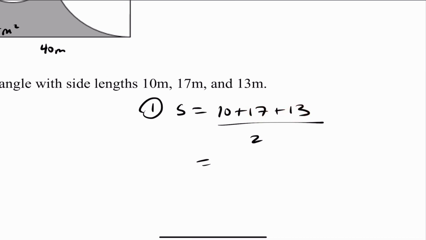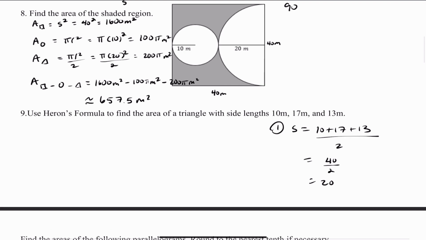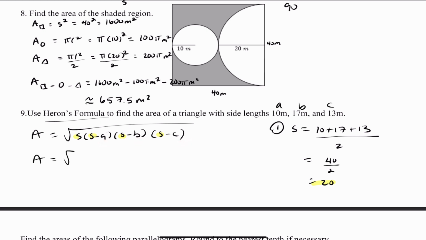17 plus 13 is 30. 30 plus 10 is 40. Divide by 2, so your semi-perimeter is 20. And you're going to be using Heron's formula: A equals the square root of S times (S minus a) times (S minus b) times (S minus c). So replace all the S's with your semi-perimeter, and a, b, and c are the side lengths. So A equals the square root of 20 times (20 minus 10) times (20 minus 17) times (20 minus 13).